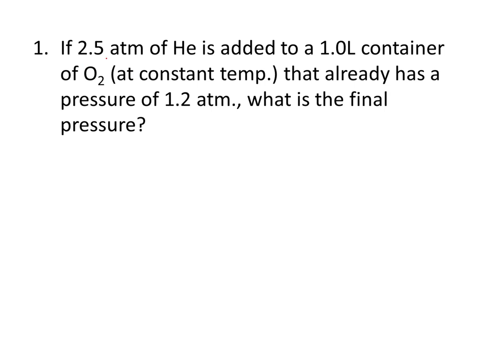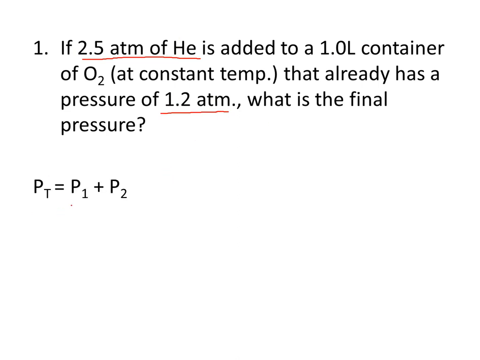So let's try a question out with this. If 2.5 atmospheres of helium is added to a 1 liter container of oxygen at a constant temperature that already has a pressure of 1.2 atmospheres. So you've got a 1 liter container of oxygen, and its pressure is 1.2, and you add in this amount of helium, which has a pressure of 2.5, what's the final pressure?